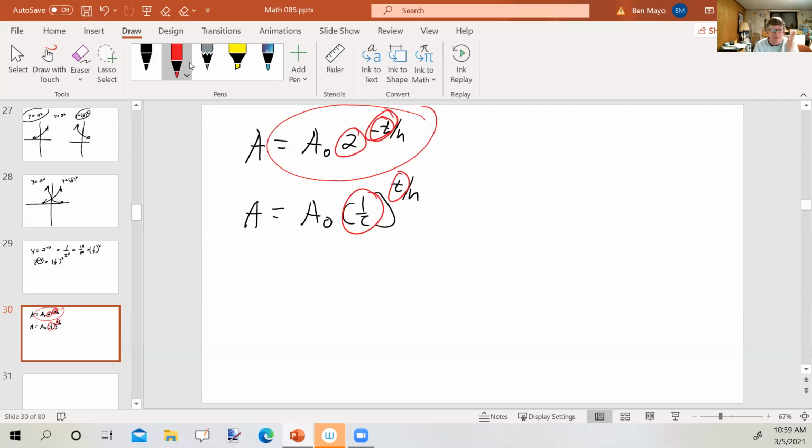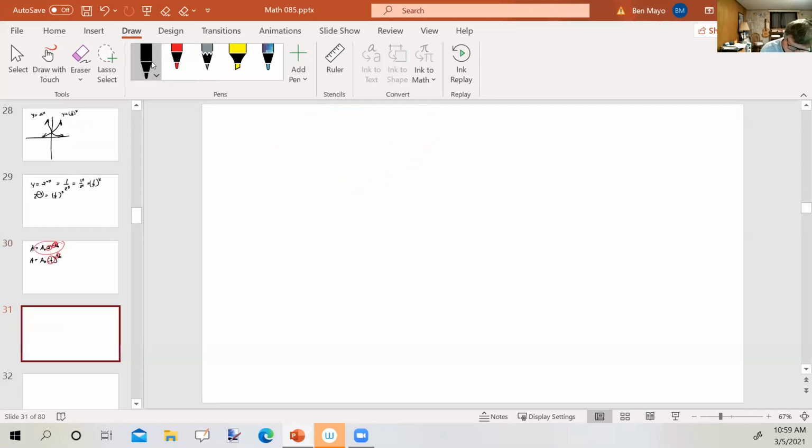Well, if we have a base of 1/2, that thing is going to be decaying. It's going to be cutting in half as t increases. This formula has to do with an idea called half-life. What is half-life? How does that work?